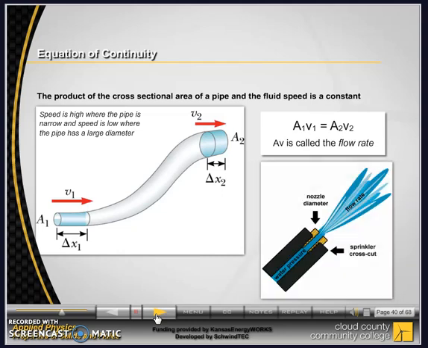You can also control the irrigation rate for your yard or garden using the principles of the equation of continuity. See how you can reduce the area of the valve and get a greater velocity of water to shoot out the end of the sprinkler hose.